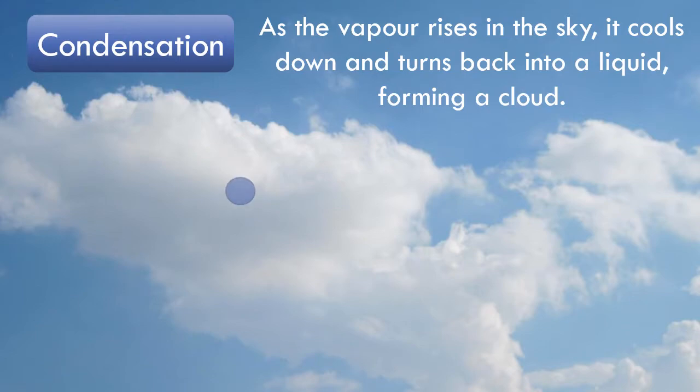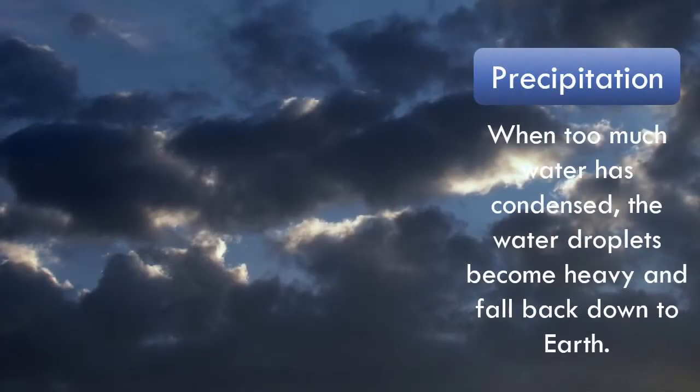As the vapour rises into the sky, it cools down and turns back into a liquid, forming a cloud. This is called condensation. When too much water has condensed, the water droplets become heavy and fall back down to earth as rain, snow, sleet or hail. This is called precipitation.